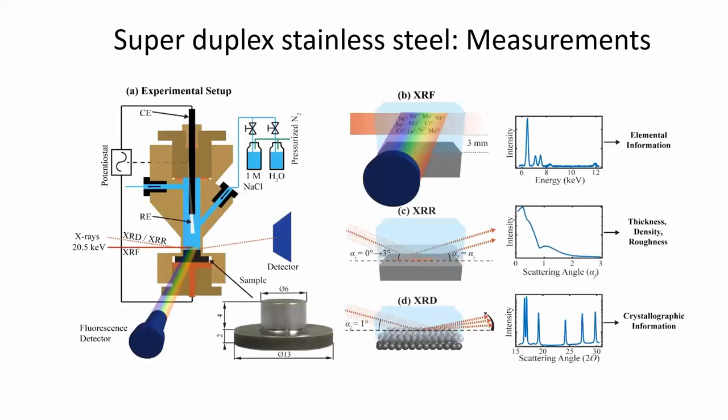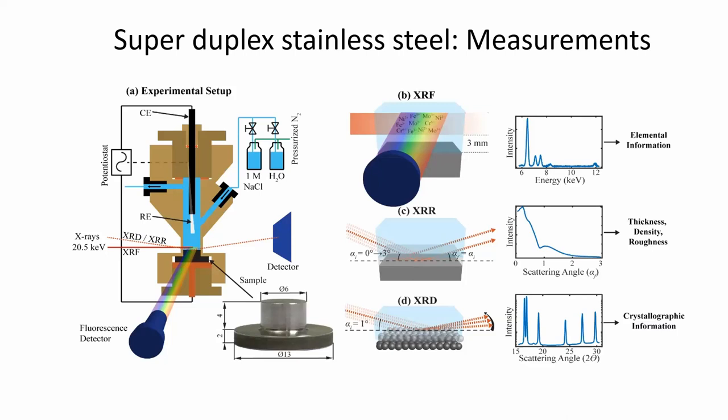So we did some investigations on super duplex stainless steels. We use our electrochemical cell. We shoot X-rays, at the synchrotron, through this very thin PEEK wall here. And then we scatter and do some experiments from the surface or from the electrolyte. So here is grazing incidence X-ray diffraction. We can say something about the crystallographic information as we change the potential. This is X-ray reflectivity. We can say something about the film on the surface of the passive film.